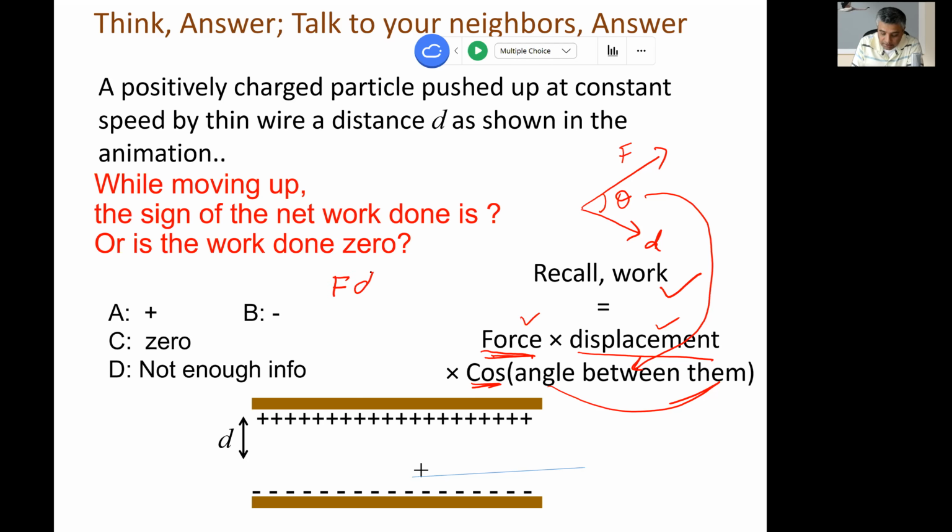Force, displacement, and cosine. And in this case, we are calculating the work done by the push force here, the work done by our hand, right? Or push force, whatever it is, right? And cosine 0 degree. So that's the displacement and that's the force, the angle between them. So cosine 0 is positive 1. Okay.